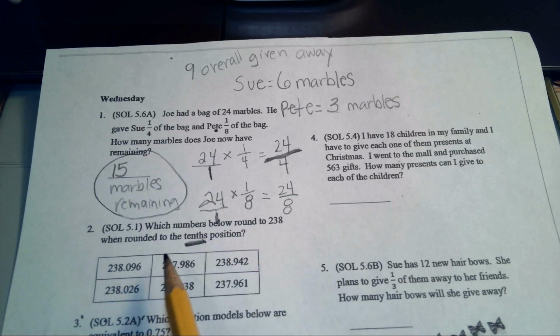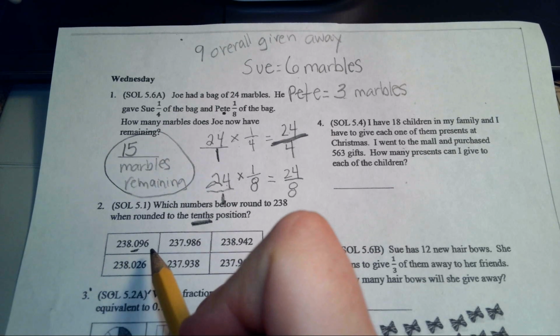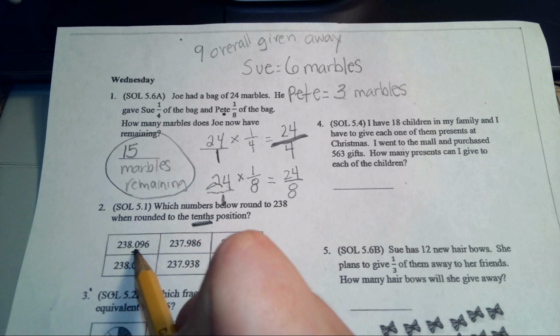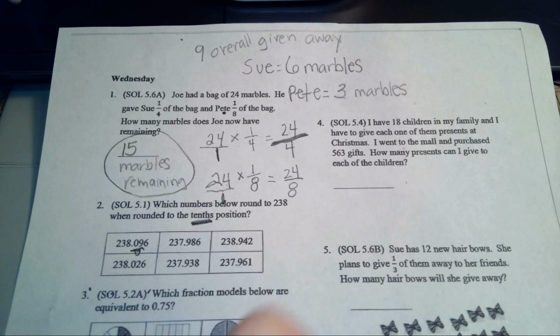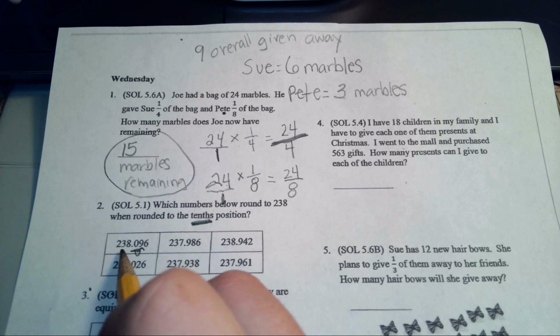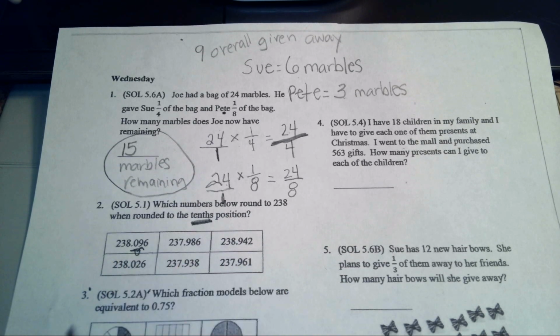And if you said here, at the 0, you are correct. So, now we're going to draw a tiny little arrow to this 9 right next to it. The 9 is going to tell us to bump the number up or keep it and drop it low. So, 238.096. Let's take a look.